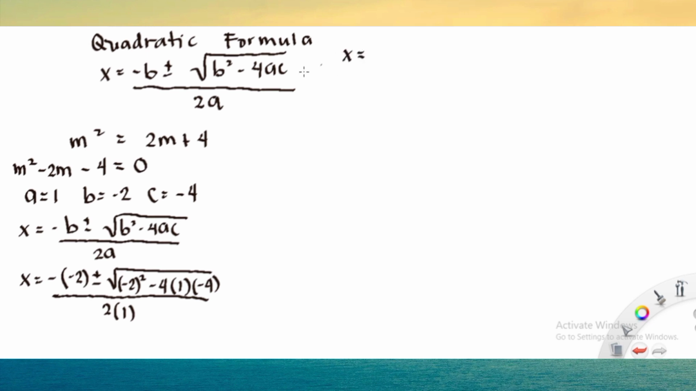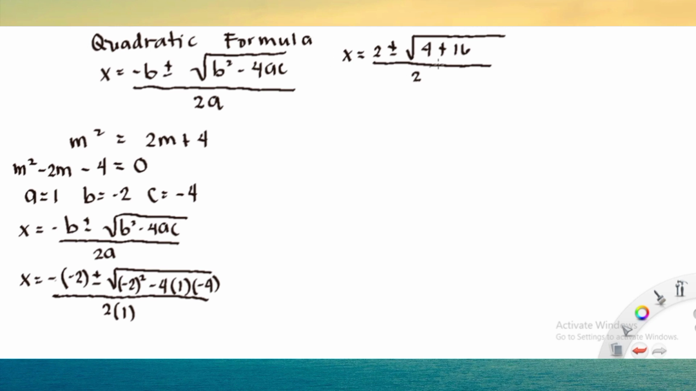So we have now x equals, so negative times negative 2, magiging positive 2, plus minus the square root of, the square ng negative 2, so negative 2 times negative 2 is 4. And then negative 4 times 1 is negative 4. Negative 4 times negative 4 is positive. Positive na siya. Okay? Positive 16. Okay? And then all over 2 times 1 is 2. Ayan. So, masyadong mahaba pala yung ating radical sign.